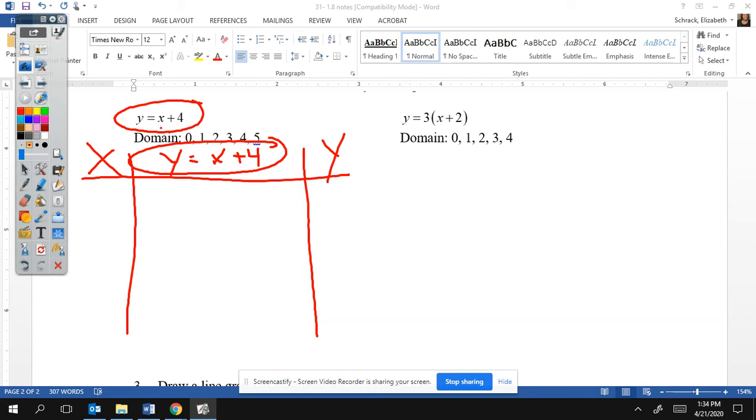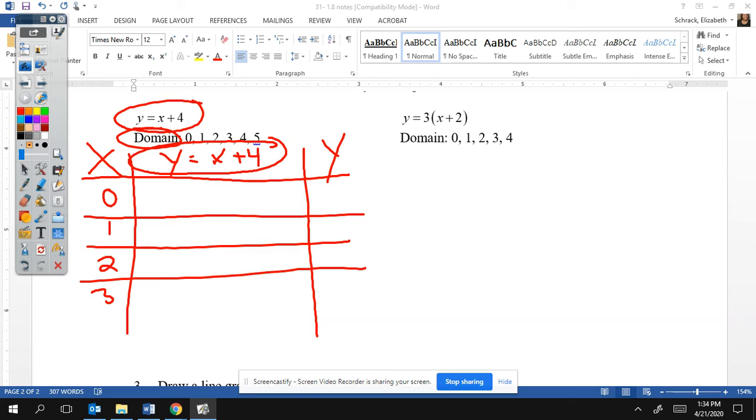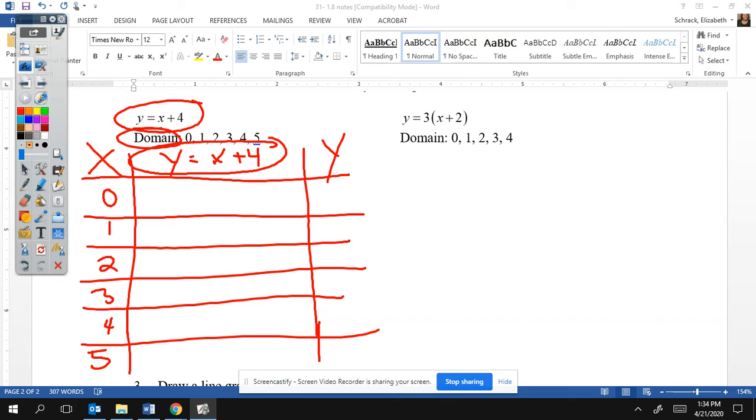And remember, the domains are all of your X values. We're going to put in a 0 as X for the first. We're going to do 1, 2, 3, 4, and 5. We're going to do this 6 times. So what I'm going to do is put this number in place of X. So 0 plus 4 is 4. So we now have the ordered pair 0, 4.